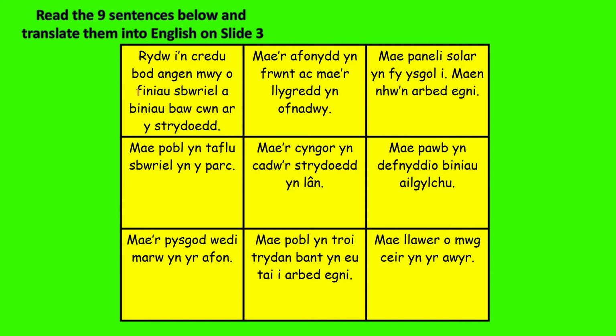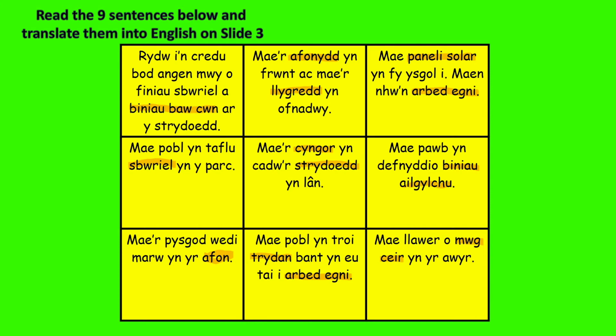So if I refer back to them again, they include key vocabulary introduced now in Task 1. Key vocabulary, if my memory serves me right, things such as biniau baw cwn, afonydd, llygredd, paneli solar, arbed egni, sbwriel, cyngor, strydoedd, biniau, ailgylchu, recycling bins. Afon, got the plural at the top, afonydd. Trydan, arbed egni, and mwg cair. So those now are key vocabulary introduced previously in Task 1 and 2. So refer back if you need to help yourself.